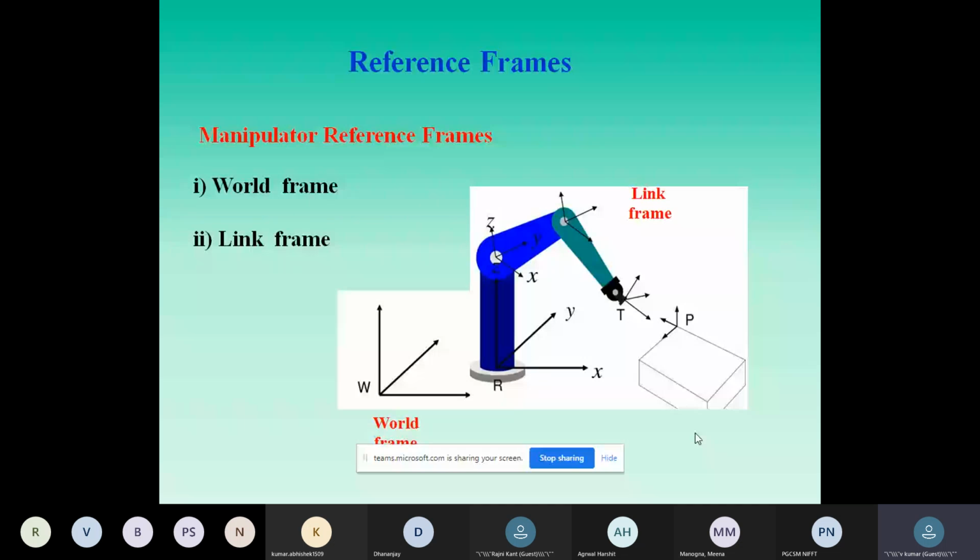So here we use two types of reference frame. For manipulator applications, two types of reference frame we use: world frame and link frame. World frame is called a static frame, and link frames are attached to each link and can move with the links. That is the link frame. And another frame you can call T, tool frame, you can say.